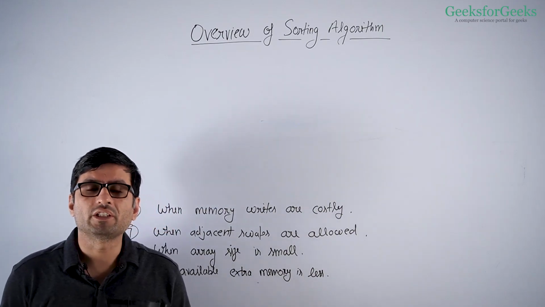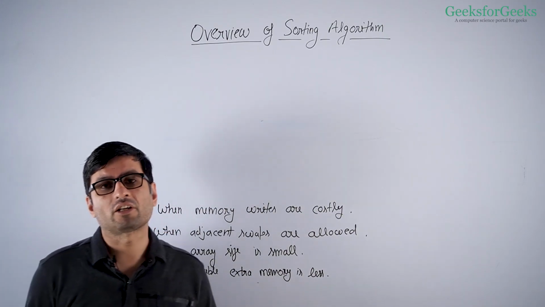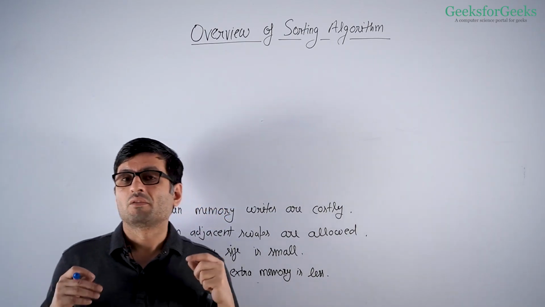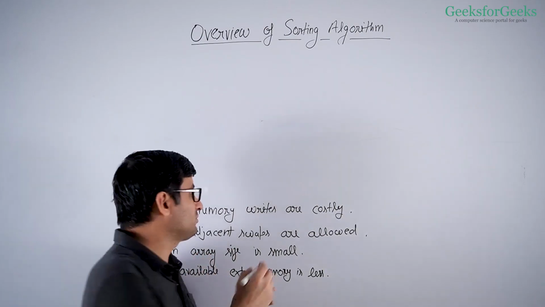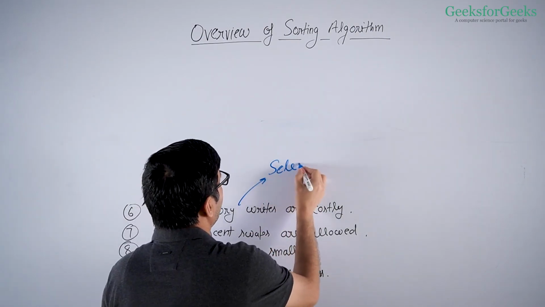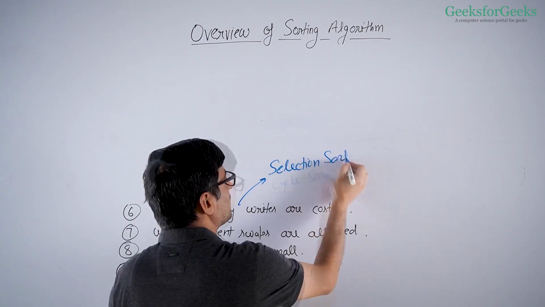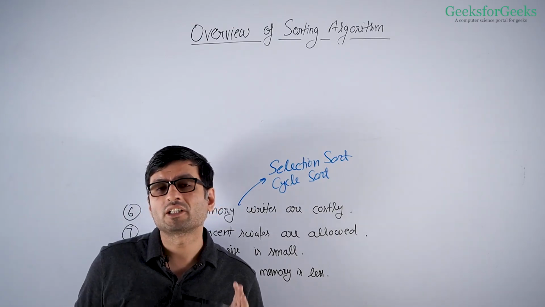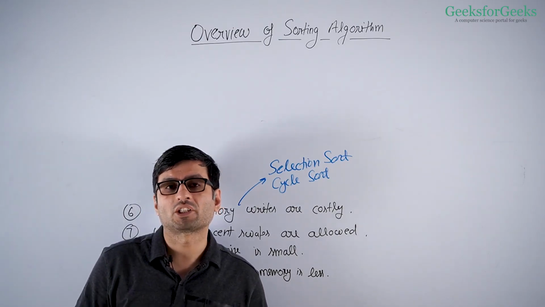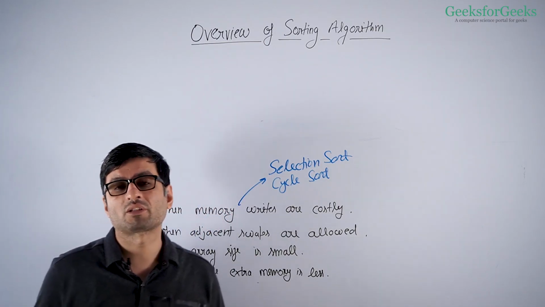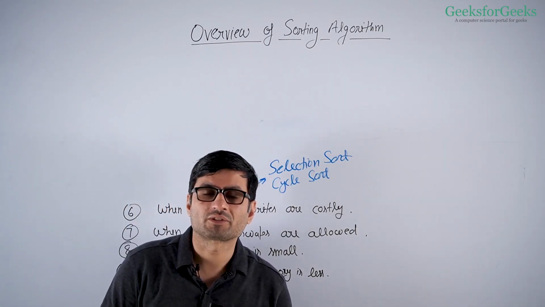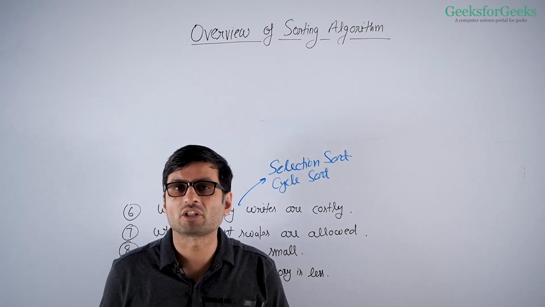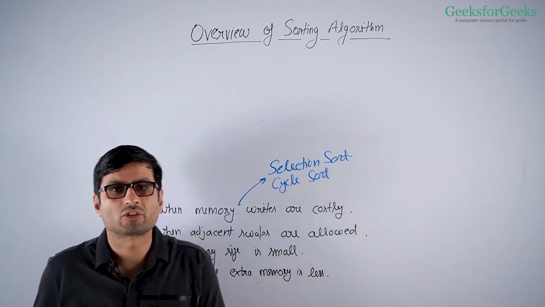Memory writes can be costly in cases where every write reduces the age of your memory, for example, EEPROM. For such cases, we have two algorithms, selection sort and cycle sort. Selection sort is a popular, very simple algorithm that does the minimum number of swaps compared to other standard algorithms like insertion sort, quick sort, merge sort, and the worst case time complexity of selection sort is n square. So it does minimum swaps compared to other standard algorithms but takes more time than many other algorithms.